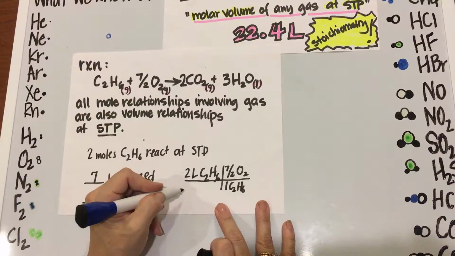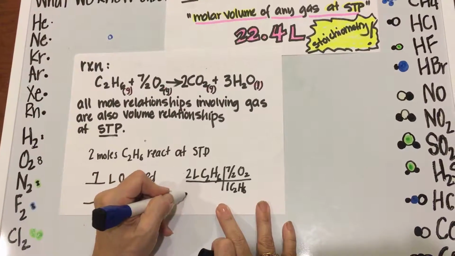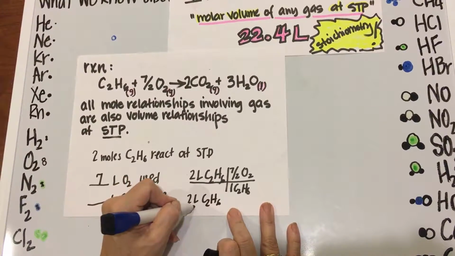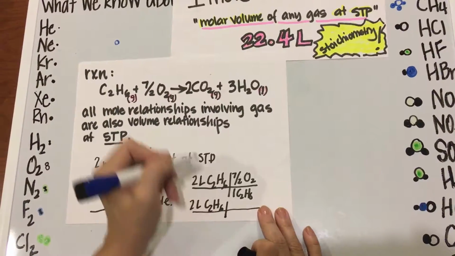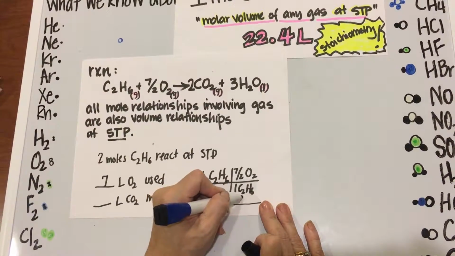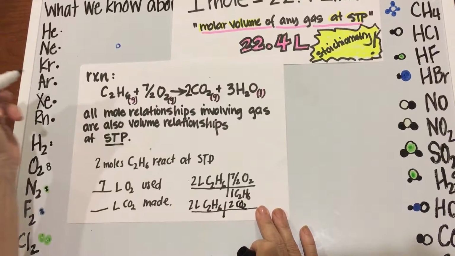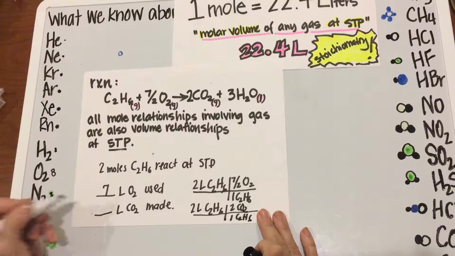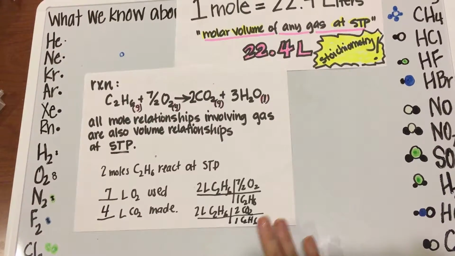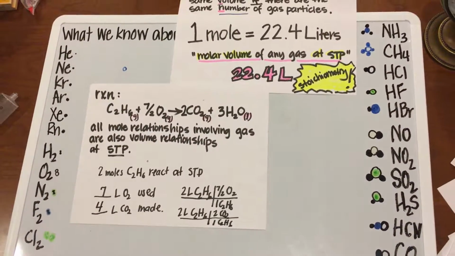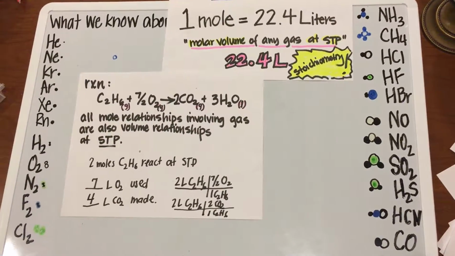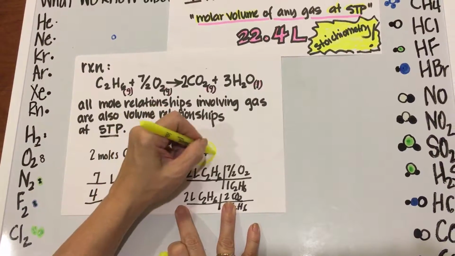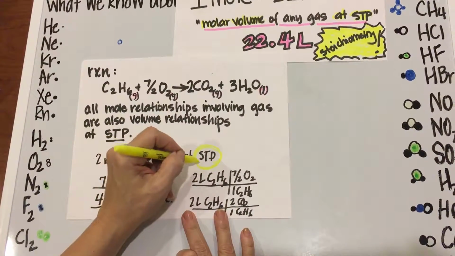For CO2, we will again start with 2 liters of C2H6. And this time, there's 2 CO2s for every 1 C2H6. So I've got 4 liters of CO2 made. Simple gas stoichiometry using the molar volume of a gas, all because it occurs at standard temperature and pressure. Be sure to look for that.